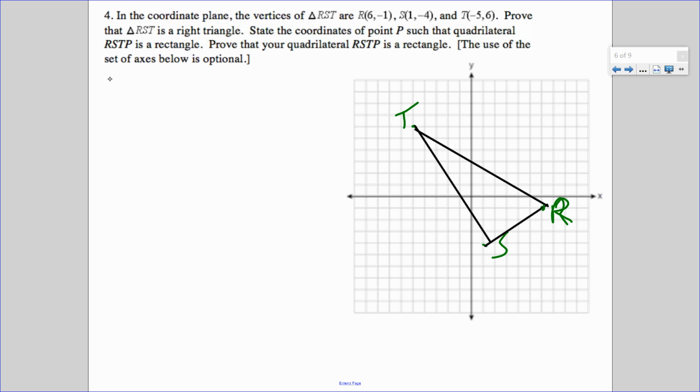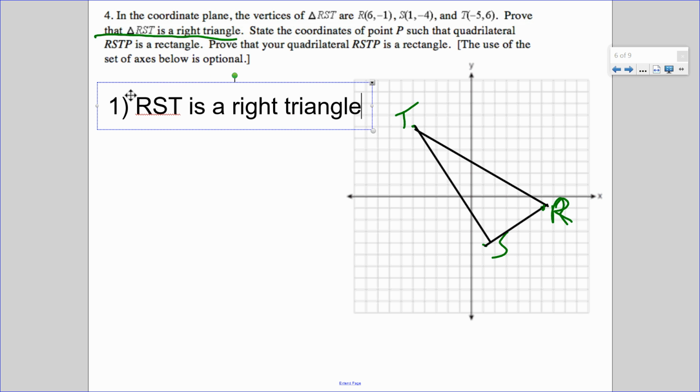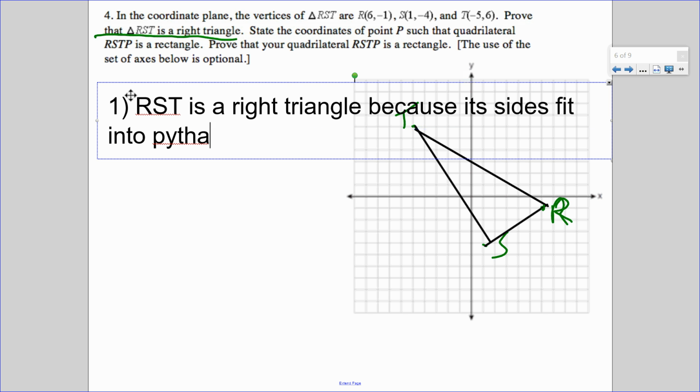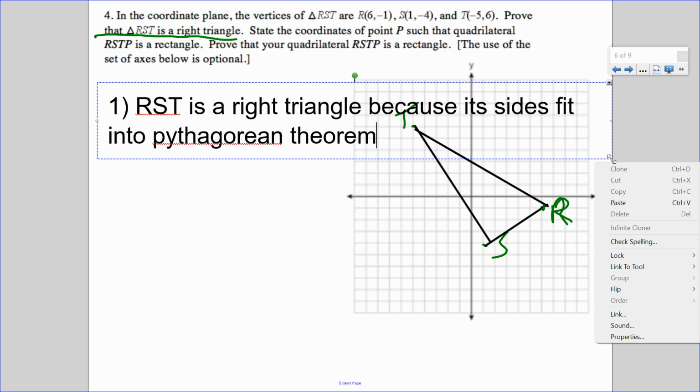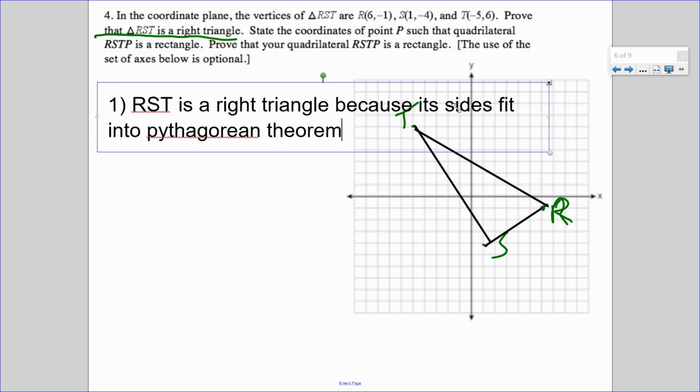So it asks us to prove that triangle RST is a right triangle. All right, no problem. We've been doing that for a couple weeks now. Step 1. RST is a right triangle because its sides fit into the Pythagorean theorem. Again, you need that how do you prove sheet. You need to have that memorized, what we did last week. You refer to it if you need to, but you need to know all these how do you proofs.